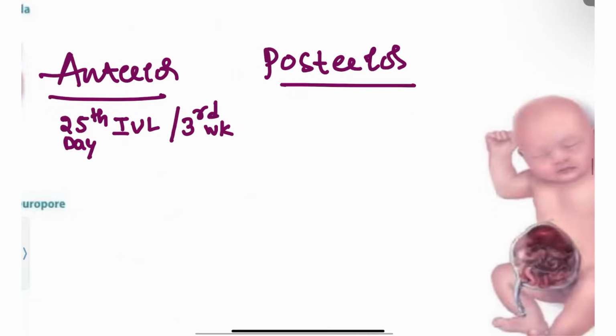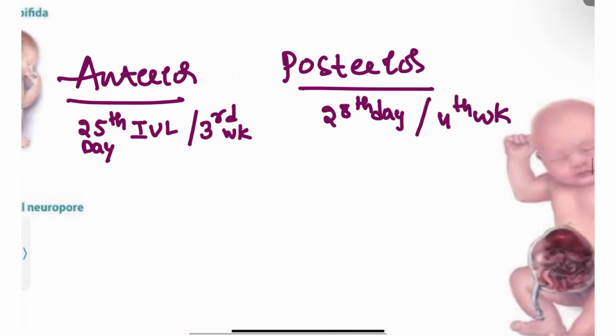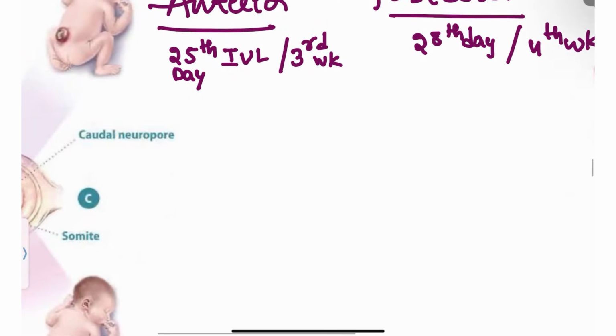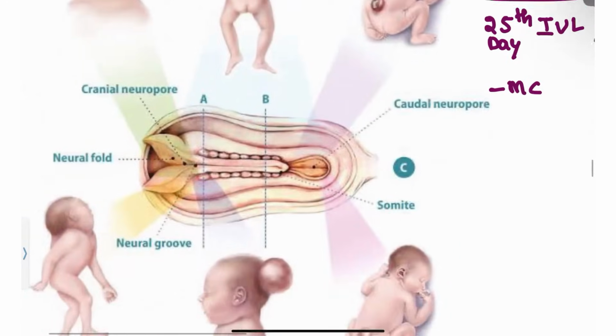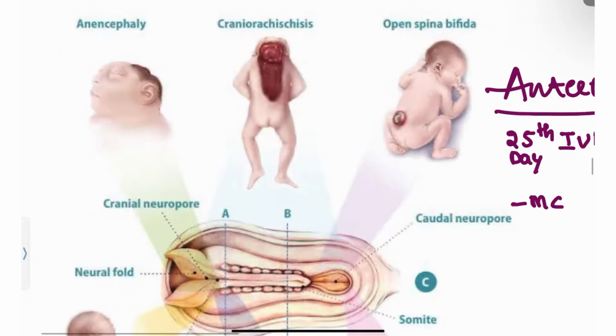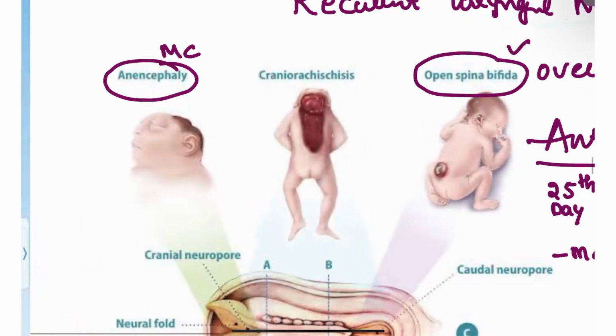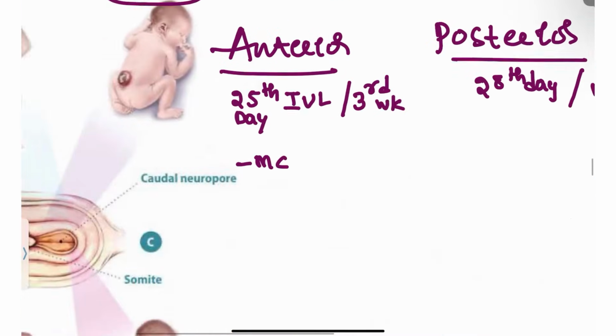On the posterior side, it is the 28th day or fourth week. So for the anterior neural tube defects, the most common one is anencephaly. This is the most common on the anterior side. And overall, if they ask overall, the most common of all the neural tube defects is spina bifida, but only anterior, that is anencephaly. Okay, anencephaly.